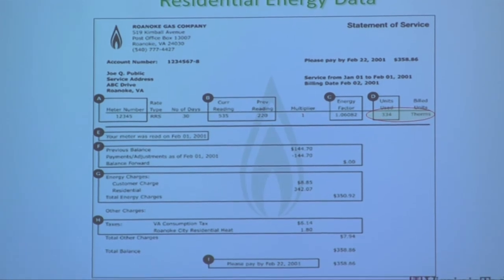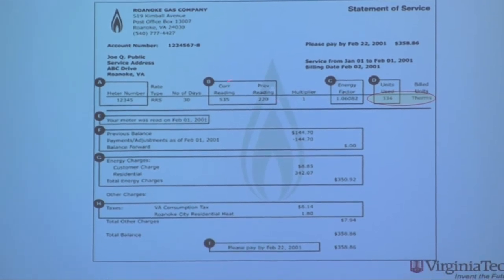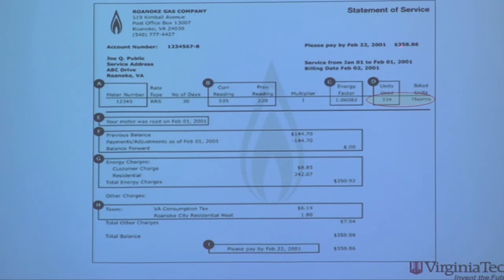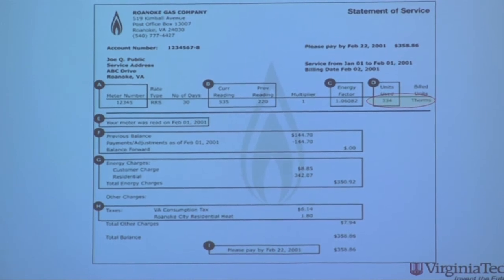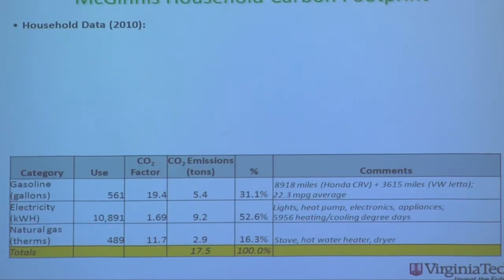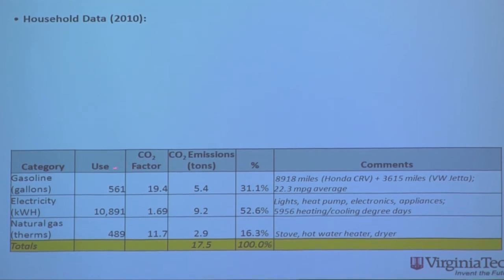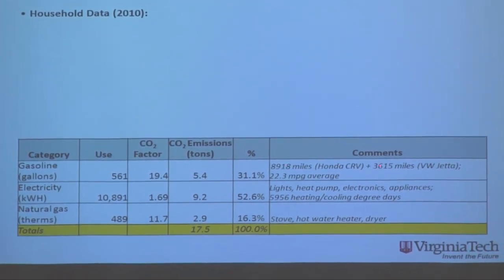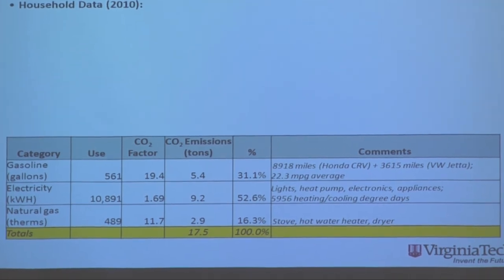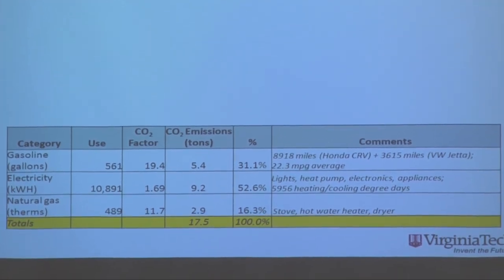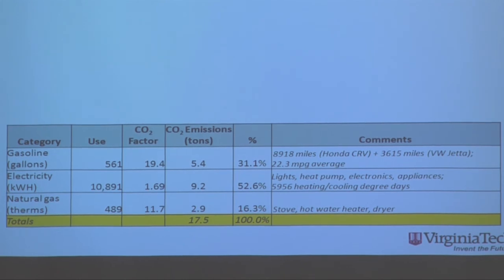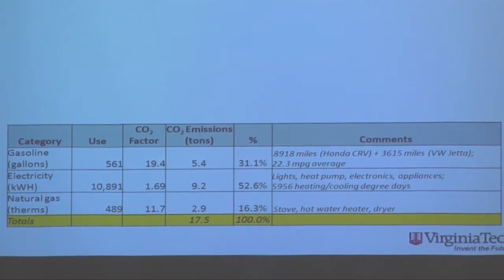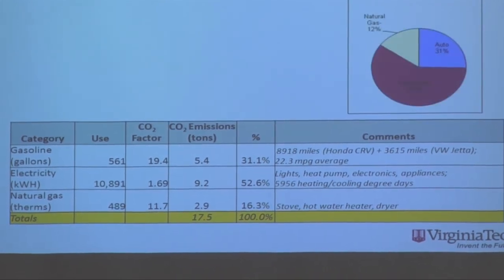Here's the gas. Here's how many therms I used. February 2000. This is a really old bill, 2001. Okay. And I can just stick them in. Here's gallons of gas. 8,900 miles, 3,600 miles, 22.3 miles per gallon, 17.5 tons. My house. What do I do?